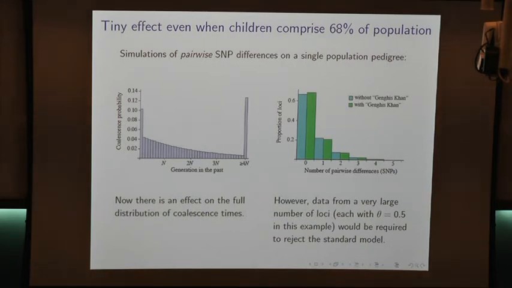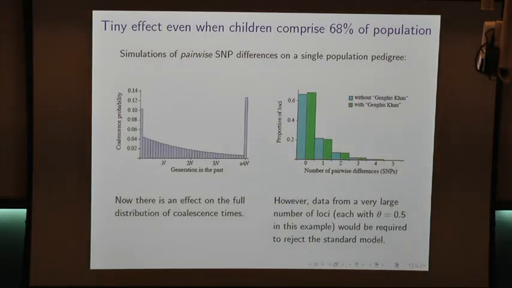But if I have 68% of the population as the children, here I get a much bigger jump. This is now the whole distribution of coalescence times, which didn't show anything in the other case of 8%. Now I see a big bump at zero, the very recent coalescent times. There are a lot more very recent coalescent times because I have 68% instead of 8%. And so that's noticeable, discernible.